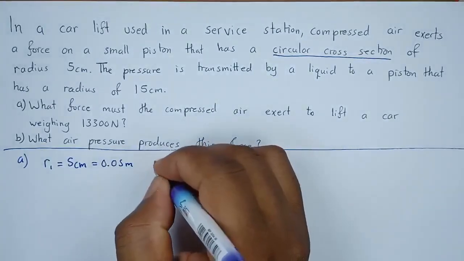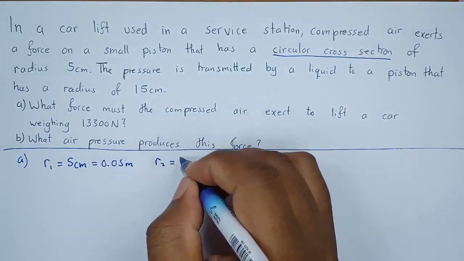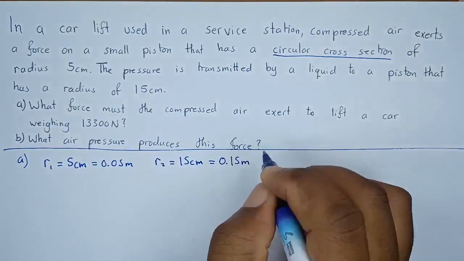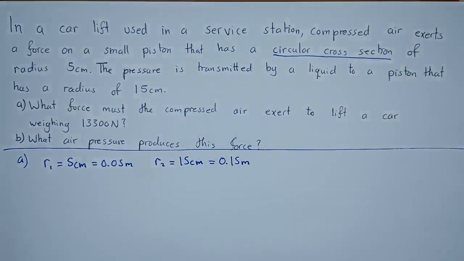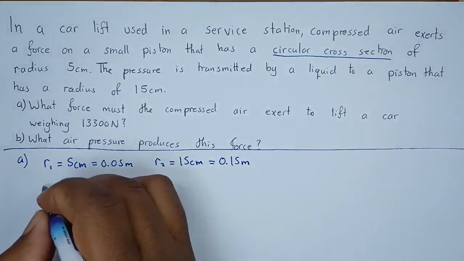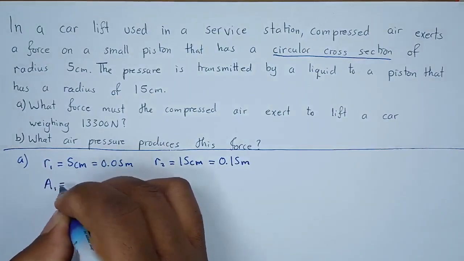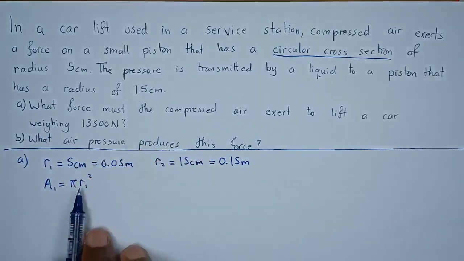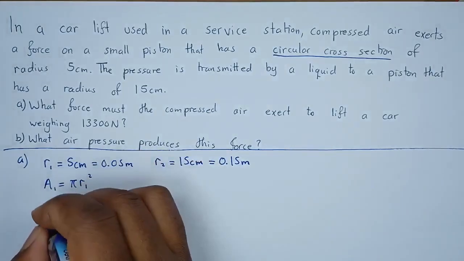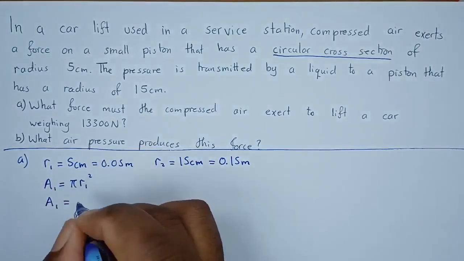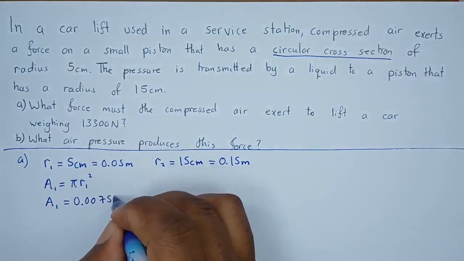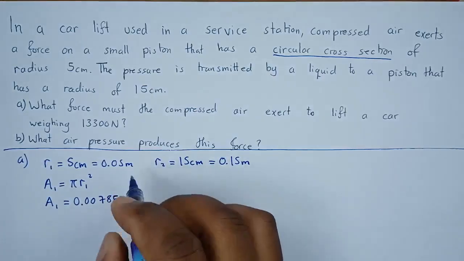We've also been given R2. R2 is 15 centimeters, which is equivalent to 0.15 meters. So we have the radii R1 and R2. Now we can find the areas A1 and A2. We know that area 1 is equal to pi R1 squared. If we compute this, A1 will be 0.007854 square meters.